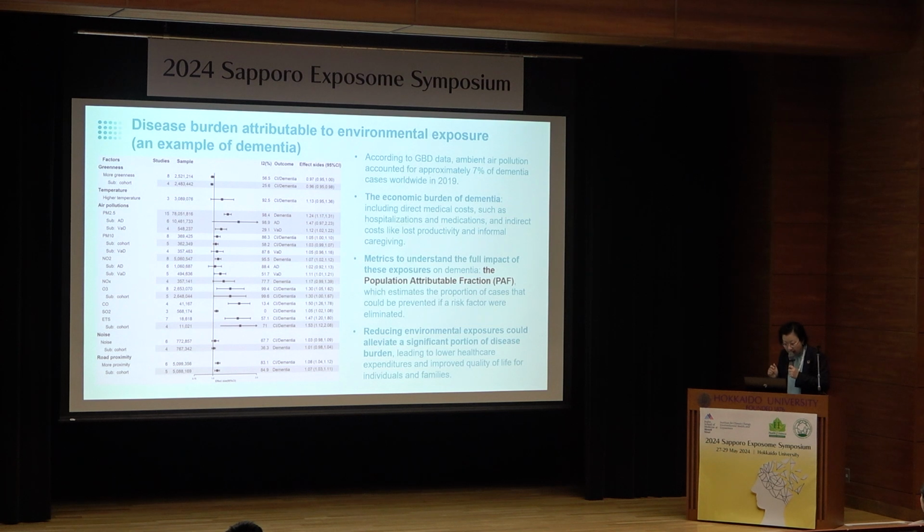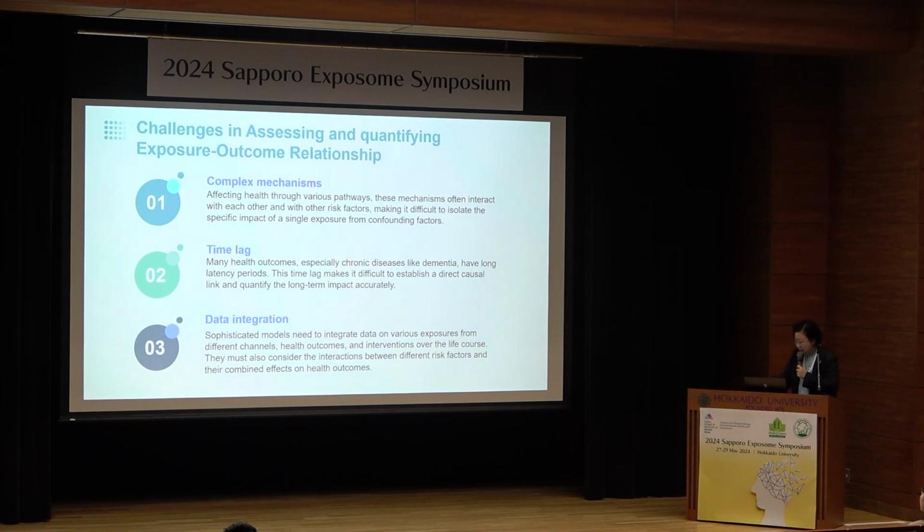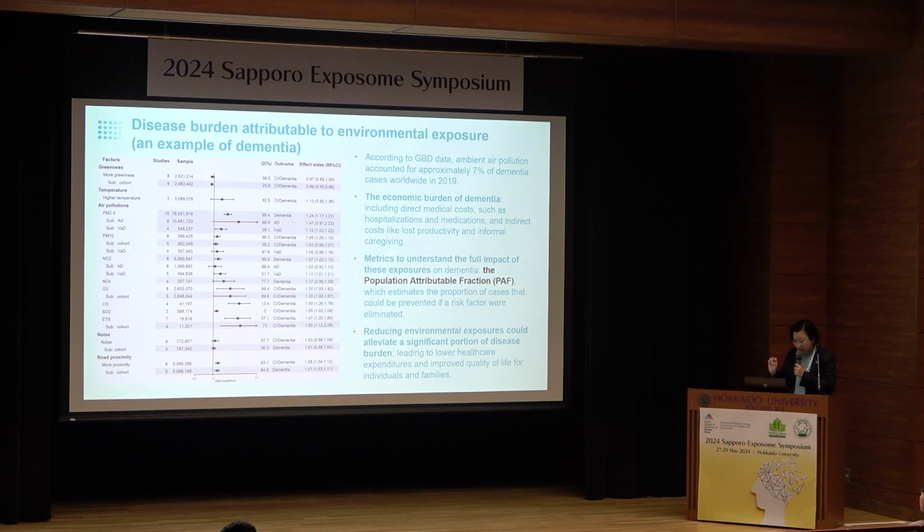So by calculating the disease burden, you can see that reducing environmental exposures could really reduce a significant proportion of disease burden, especially in Japan, which is a super-aging society, and the disease burden of dementia is really significant, and this environmental exposure will be a big thing. So this is a fundamental part for the policy suggestion.